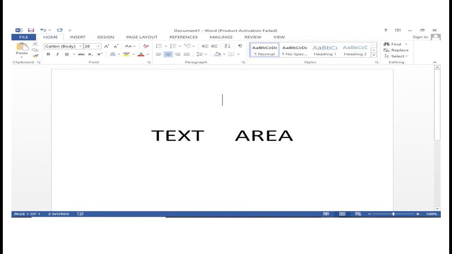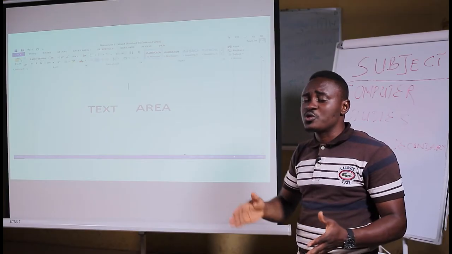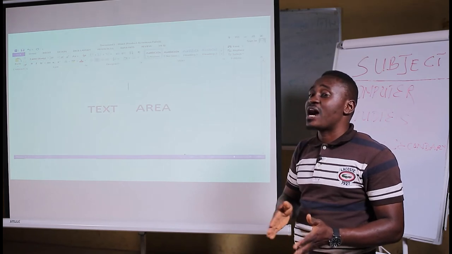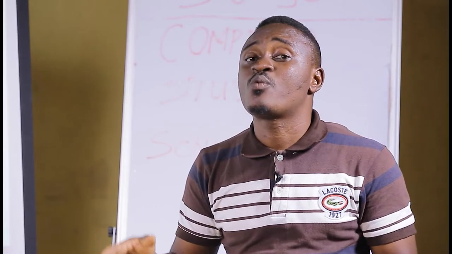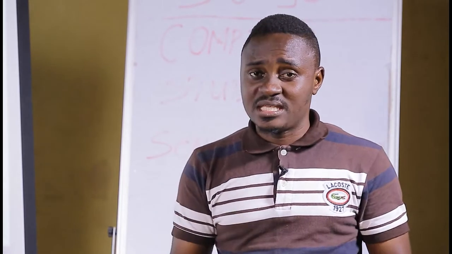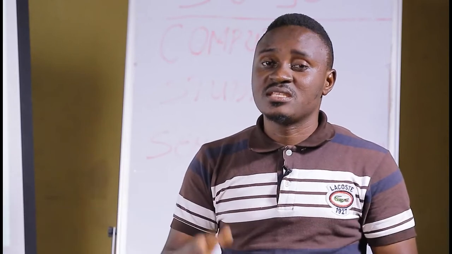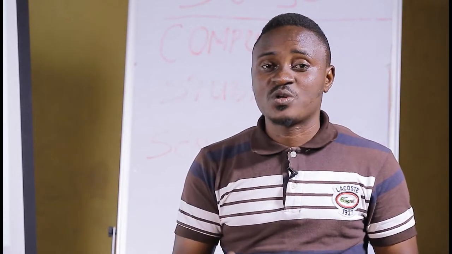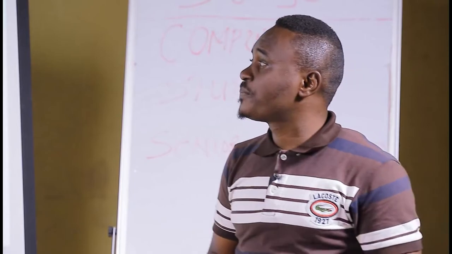And you could see the black line there. That is the cursor, pointing where you can start your typing. Where your cursor is blinking is the position you can type. You cannot type anywhere your cursor is not blinking. So take note of that. Wherever you keep your cursor is where it begins typing. So let's take note of that. And the text area is a very, very important part for us to type our documents.